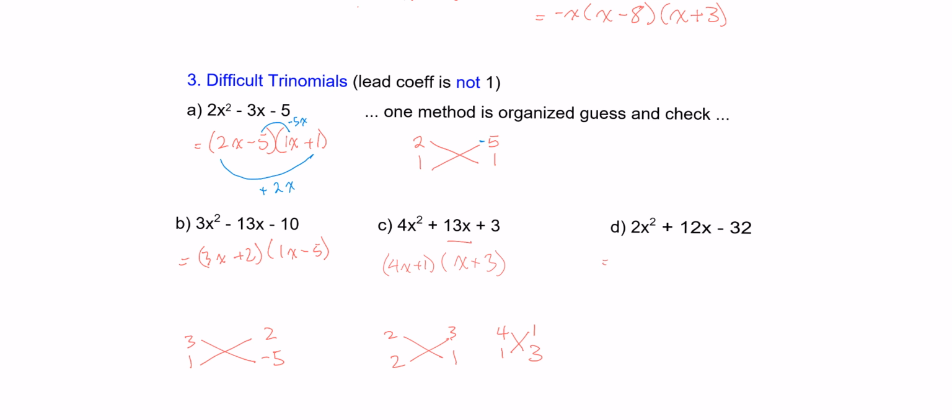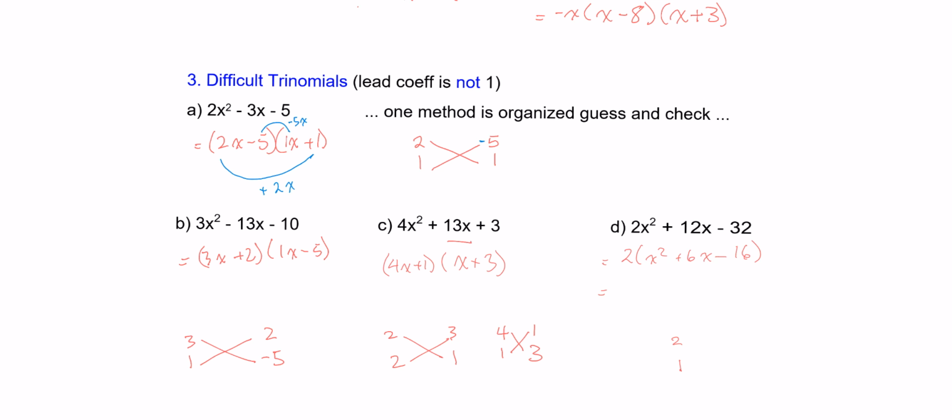So now for this last one, we're always going to have to look for some sort of common factor to make our life easy. So I'm going to pull out a 2. So we get x squared plus 6x minus 16. I already know my answer for this. So I'm going to go and use 2 and 1.